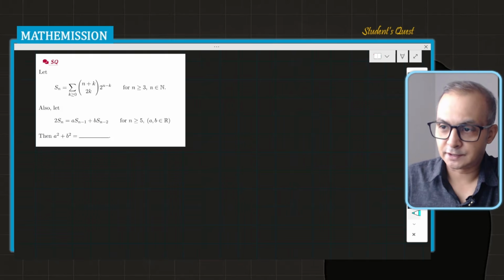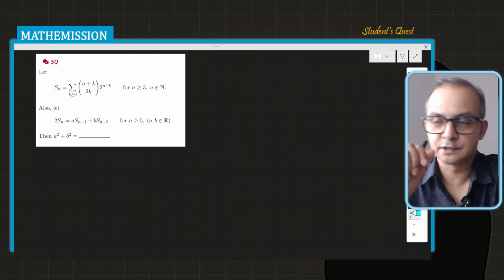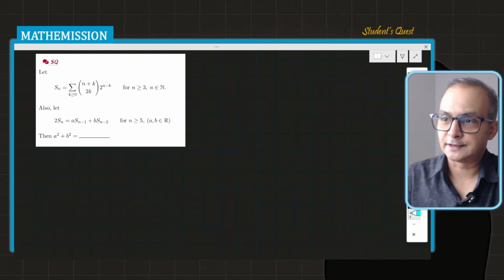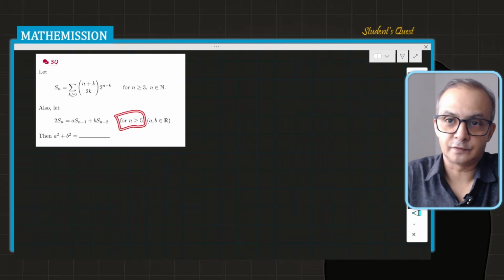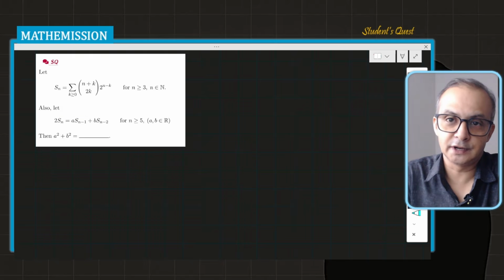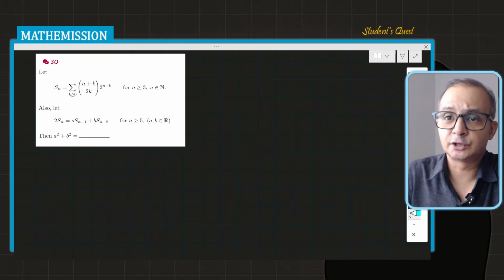So how can we start this solution? Before you see the solution, I request you to give it an attempt first. Since this relation starts from n equal to 5 and involves Sn minus 1 and Sn minus 2, if I can use it two times, I can create two linear equations in terms of a and b to find their values. So first, let's substitute n is equal to 3 and see what happens.